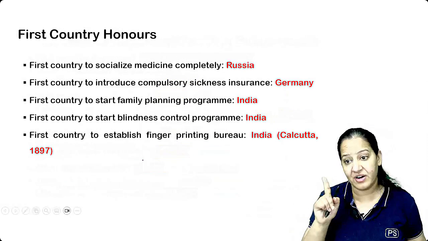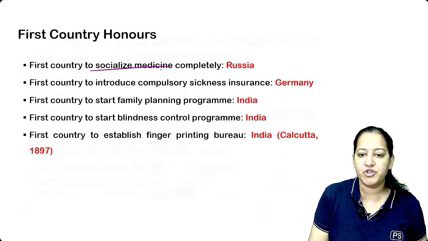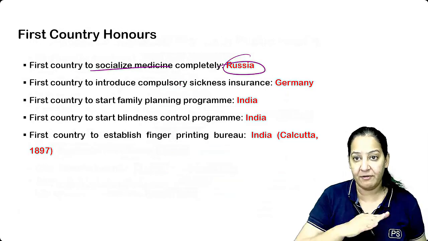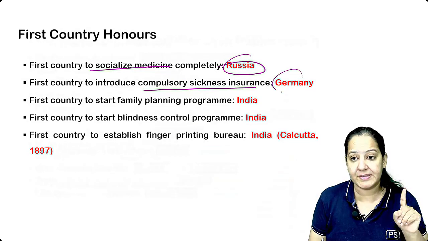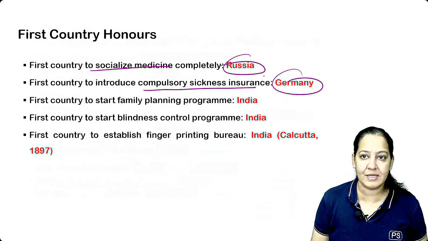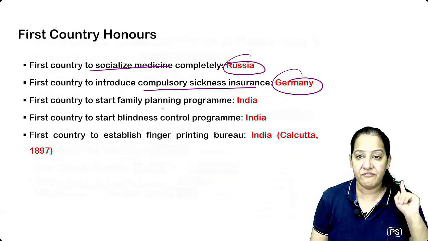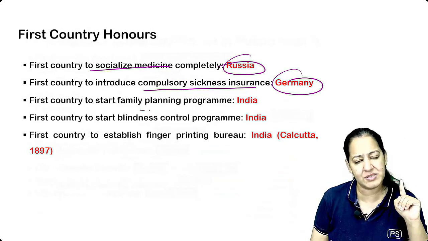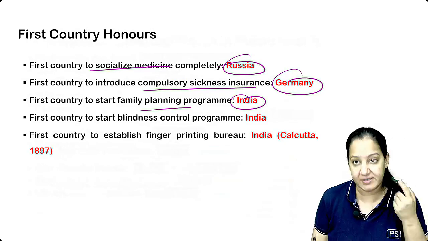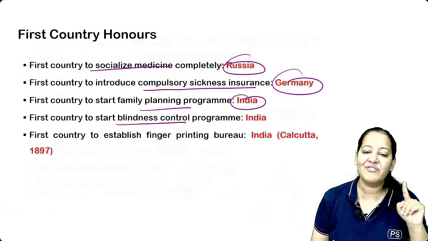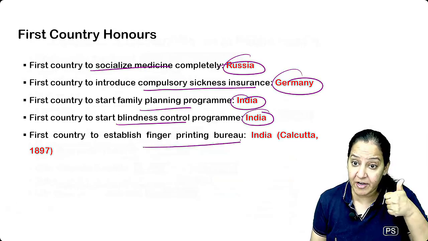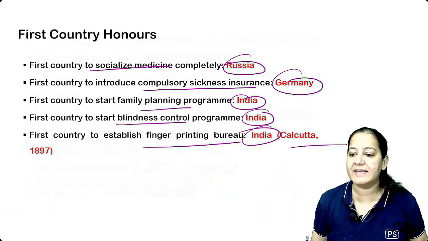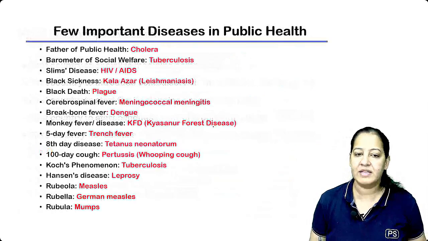The first country honors. The first country to socialize medicine completely is Russia. The medicine will be free for all. The first country to introduce compulsory insurance is Germany. In Germany, compulsory insurance is there, a health insurance for everyone. The first country to start family planning is India. The first country to start a blindness program is India. And the first country to have a fingerprint bureau is again India. It's in Calcutta. So learn that.